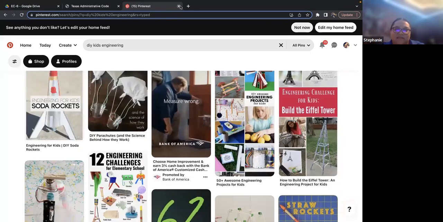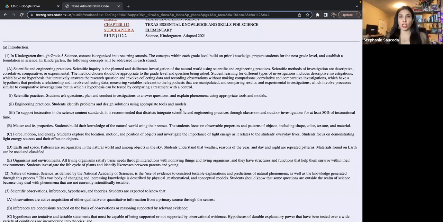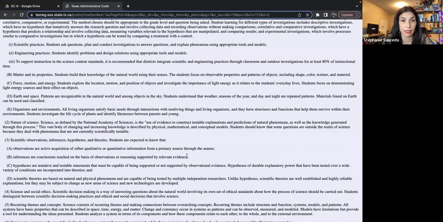So whenever you're looking for illustrations or ideas as to how that might work in the different grade levels, utilize Pinterest. It's an excellent tool for things like that.